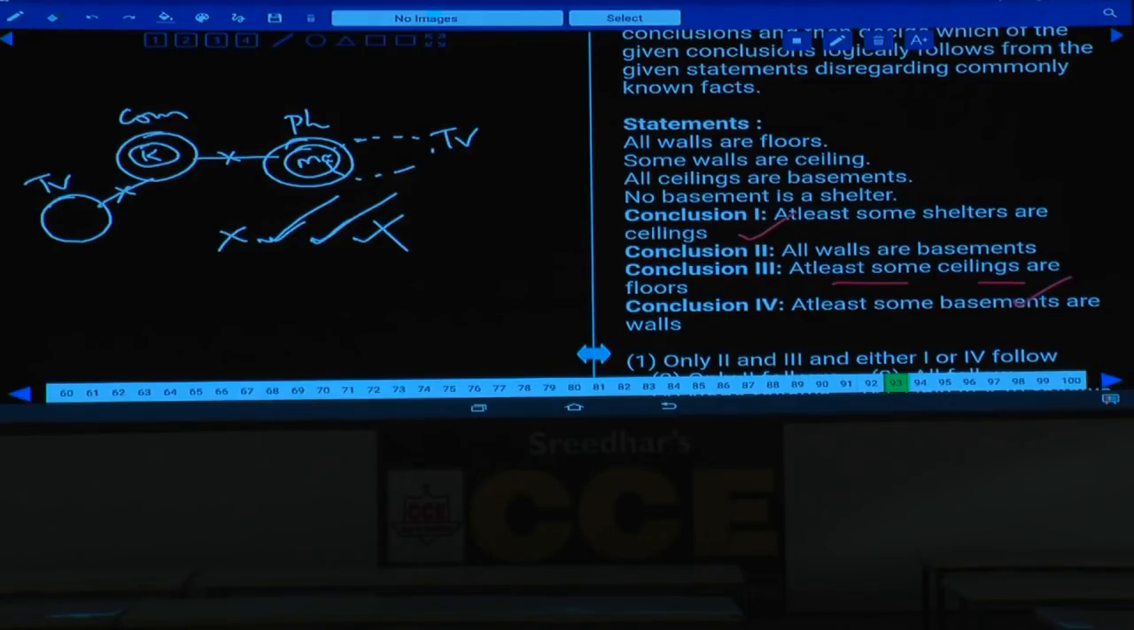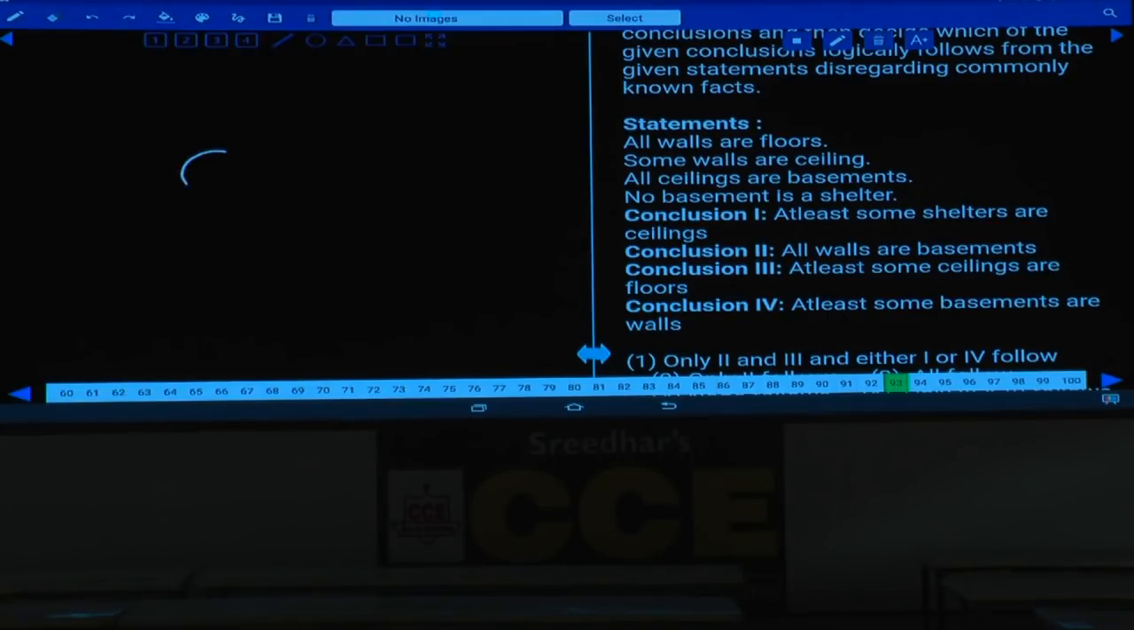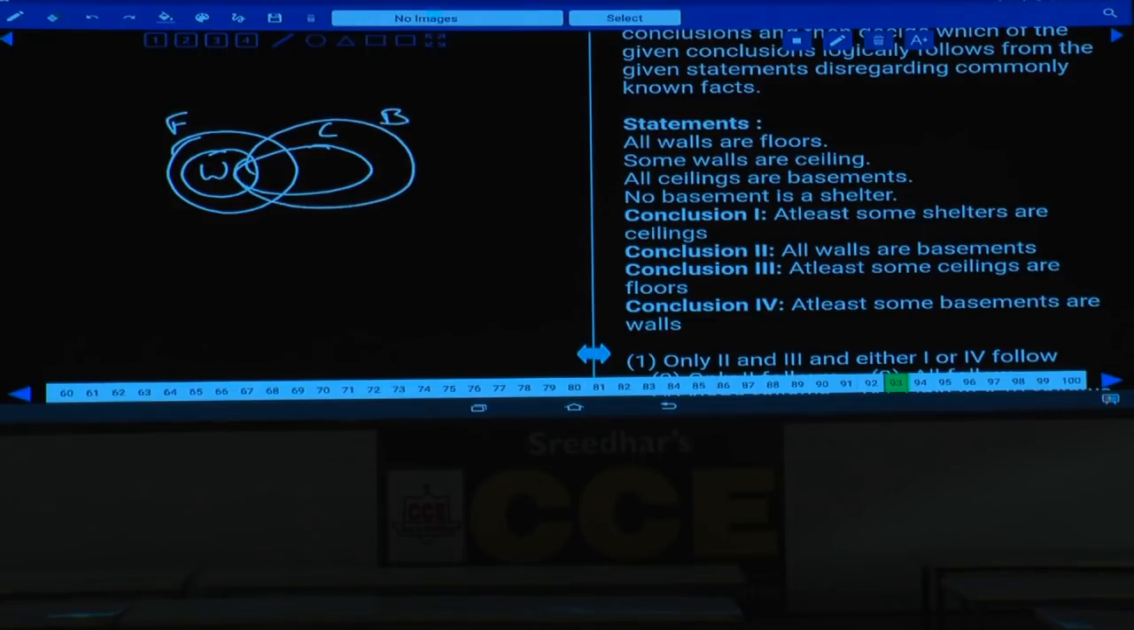Question number 93. All walls are what? All walls are floors. And some walls are ceilings. All ceilings are basements. And no basement is a shelter. No basement is a shelter. Now this is the basic diagram. And some shelters are ceilings. Some shelters are ceilings is false. All walls are basements, that is also false. Some ceilings are floors, that is definitely true.